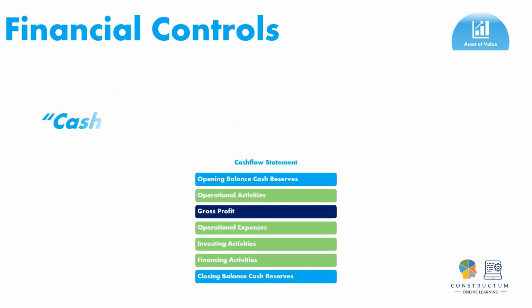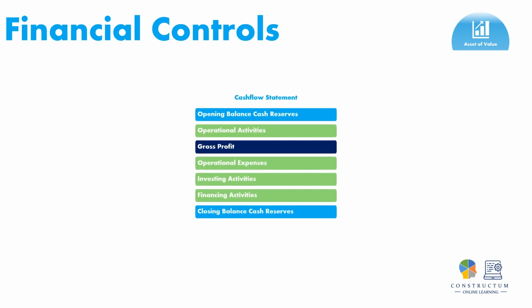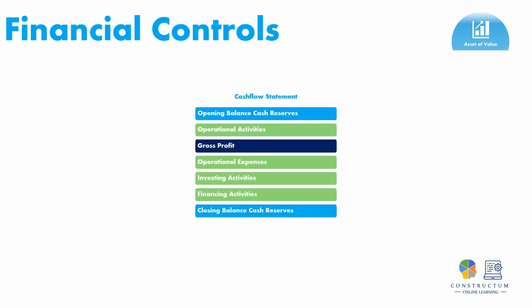Cash flow to a business is like oil to a machine. With how much cash must the business start the trade cycle? And what is the appropriate minimum level of cash reserves that the business must always maintain? The cash flow statement is the most important and most neglected financial control for the business owner, and should for most businesses be updated daily.